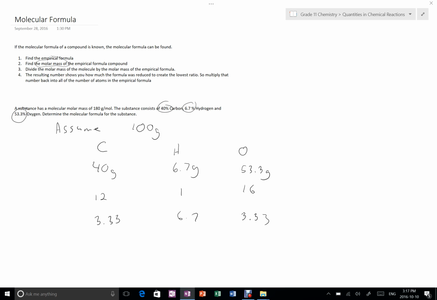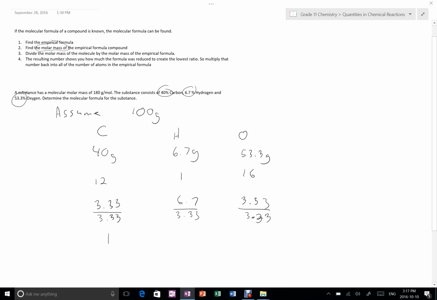So that's good. The only problem here is it's not a whole number ratio, so we're going to divide by the smallest one. After this, remember, we would look for the decimal place to see if we have to multiply back by something, but hopefully we won't. We won't in this case. 1, 2, 1. So the empirical formula of this compound is C1H2O1.